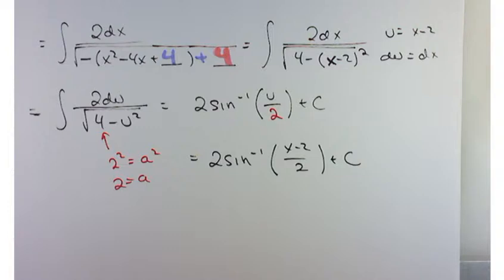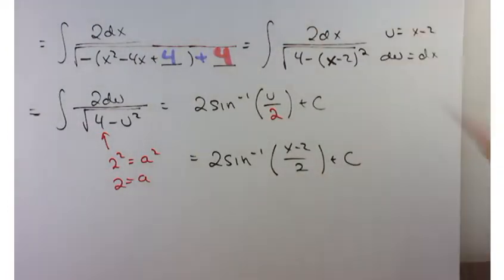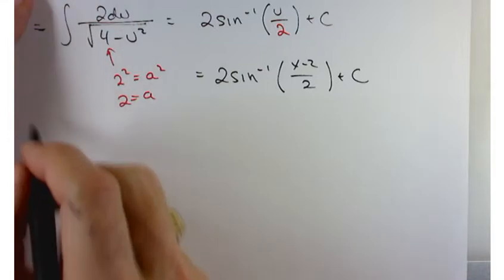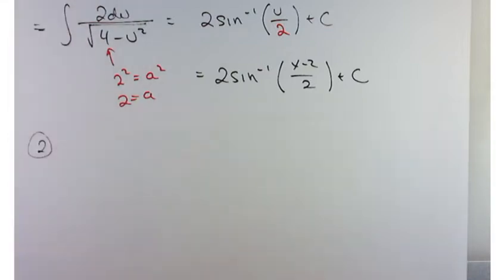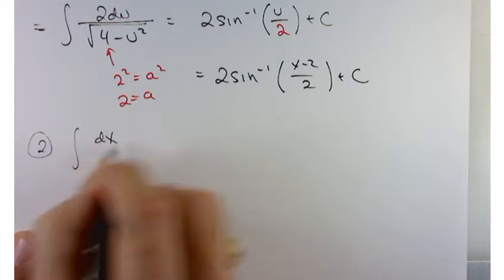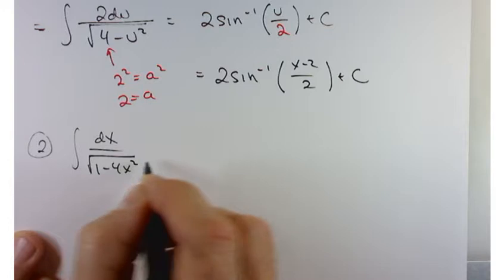Okay. How's that one look? Is that one all right? Let's follow that up with another one pretty much like it. That'd be problem number 2. A little bit different, but mostly the same. The integral of dx over the square root of 1 minus 4x squared.